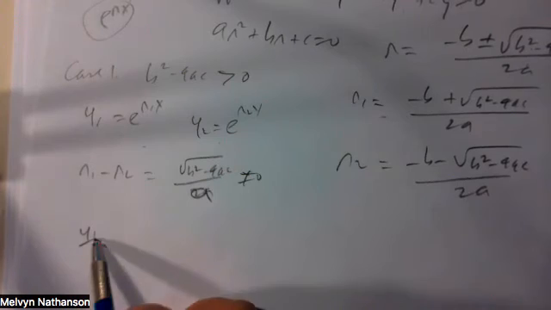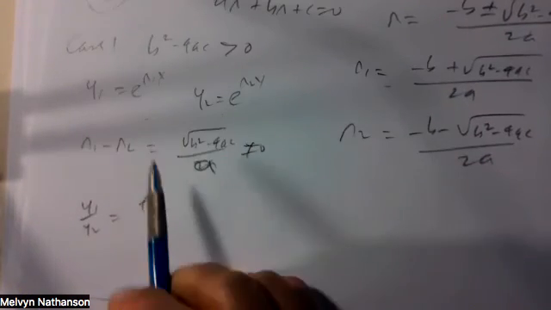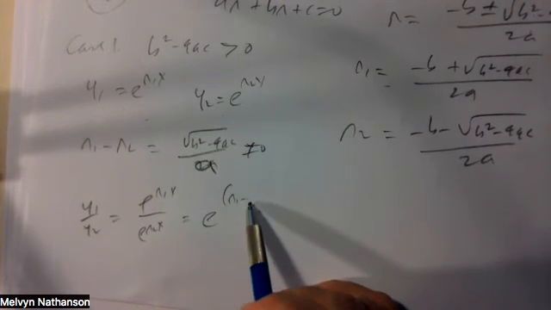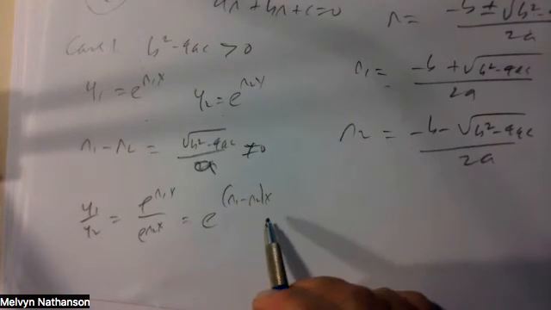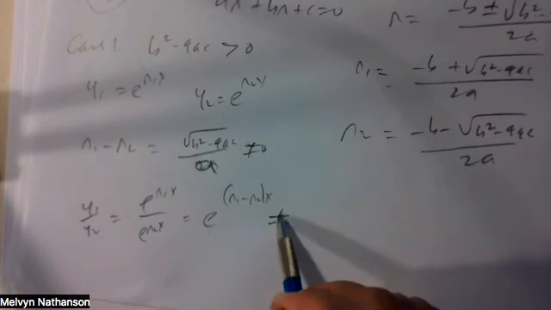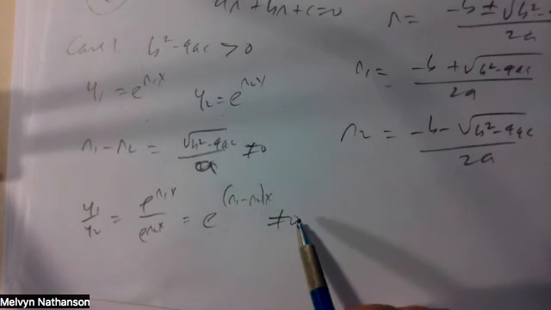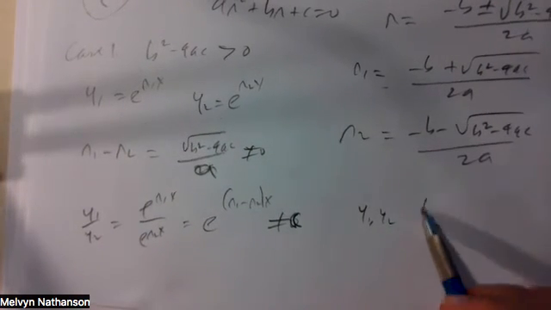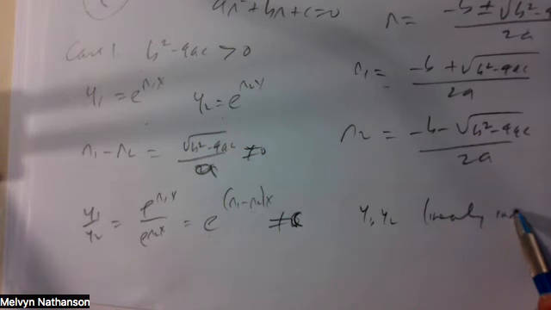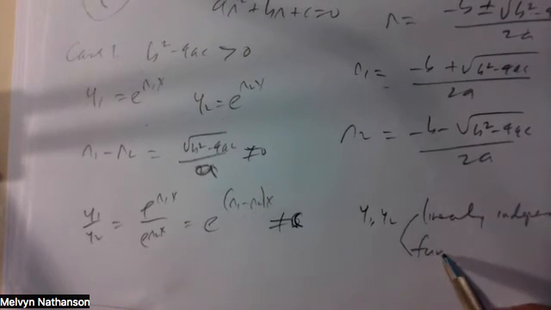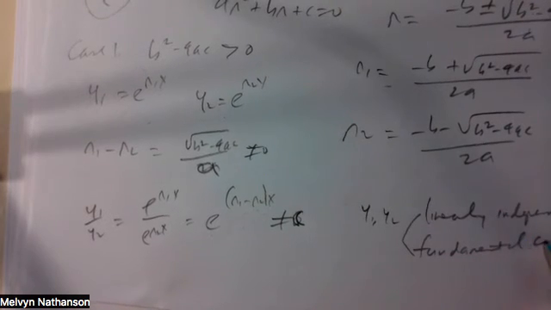So if I take y1 over y2, that's e to the r1x over e to the r2x. That's e to the (r1 minus r2)x. That's a non-zero function. This exponent is non-zero. Sorry, it's not even equal to a constant. It's a function. So y1, y2 are linearly independent functions. Therefore, they form a fundamental set of solutions of the differential equation.